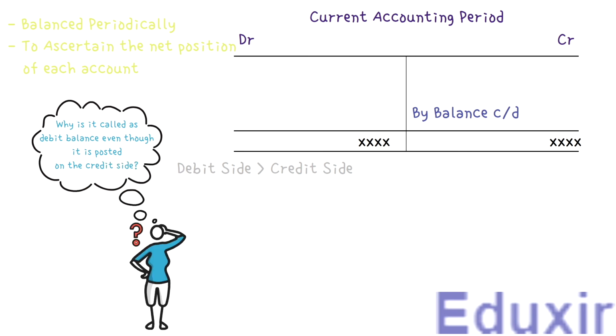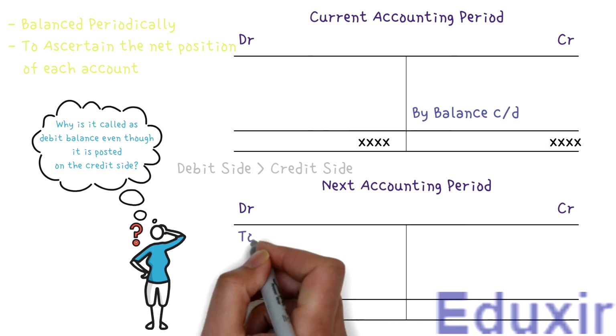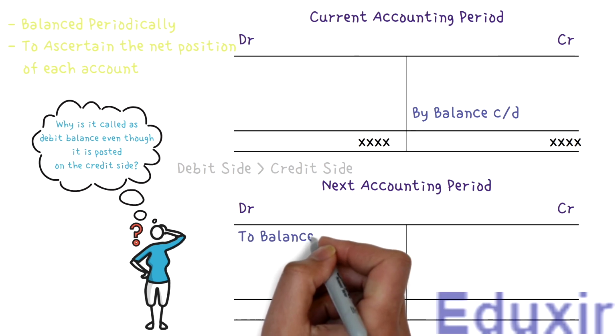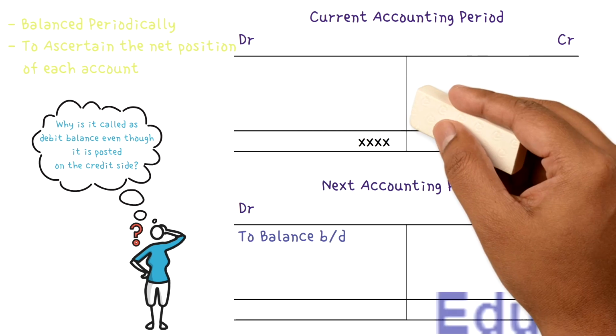This is because in the next accounting period, this balance is posted on the debit side. I repeat, this is called as debit balance because it is balance brought down on the debit side in the next accounting period. Now, if you total both the debit and credit sides in the current accounting period, the total will be equal. So, it is now considered that the account is balanced.